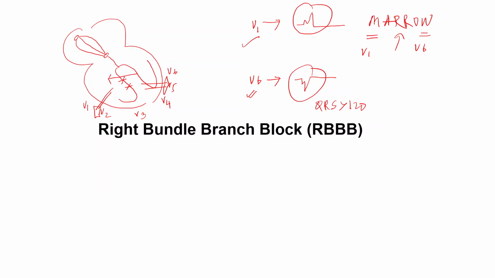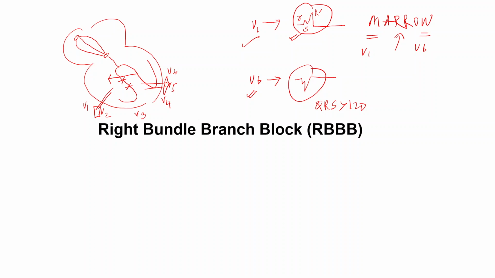Don't understand? Again I will show you this. Now you can see in V1 what is happening. First of all, there is a small positive wave, so that will be R. Then there is a small negative wave, that is S. Then again there is a positive wave, that is R'. So RSR' pattern in V1.